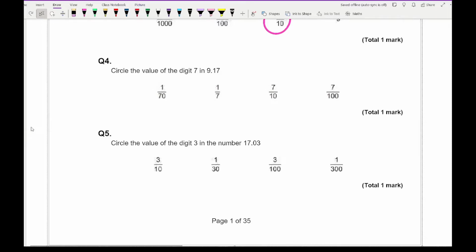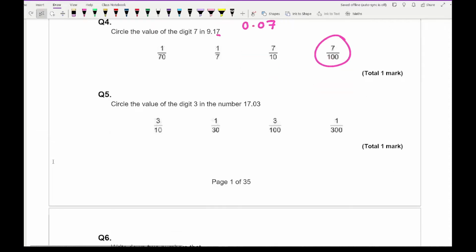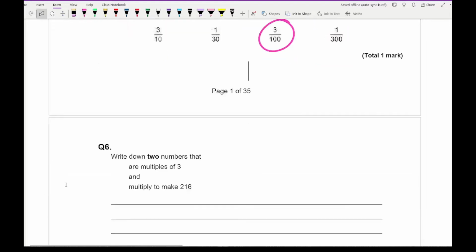So in question 4, it says circle the value of the digit 7 in this number. Well, that's going to be 0.07, which is 7 hundredths. So it's going to be our last option. And then question 5, it says circle the value of the digit 3 in this number. So that's going to be again 0.03. So that's going to be 3 hundredths, which is our third option.